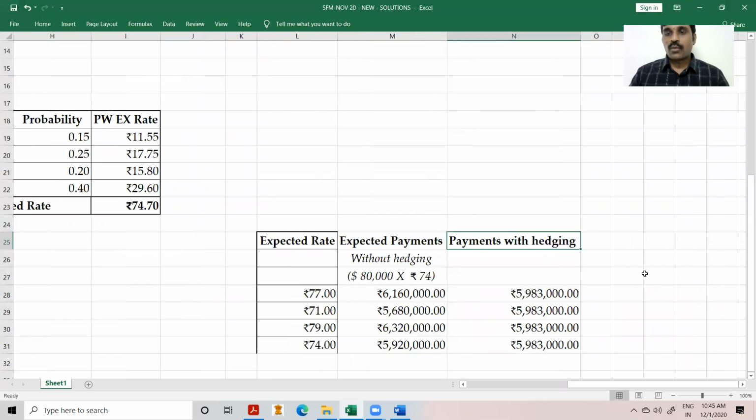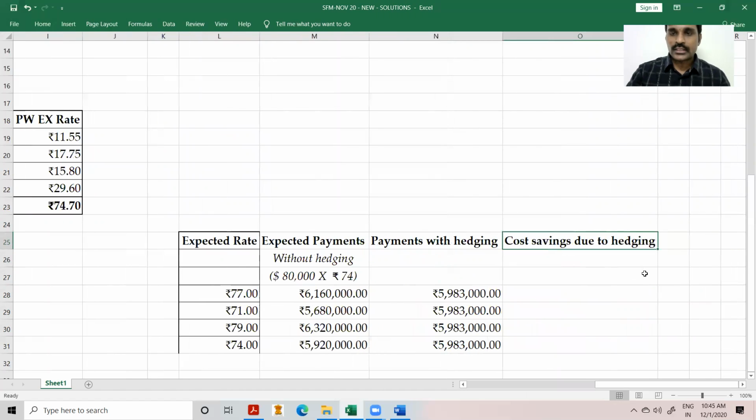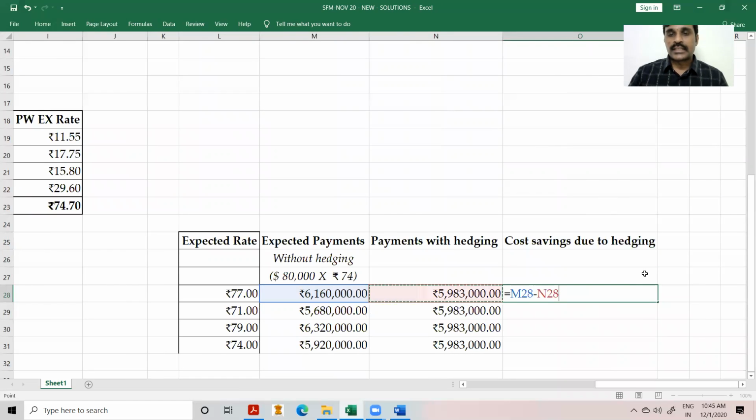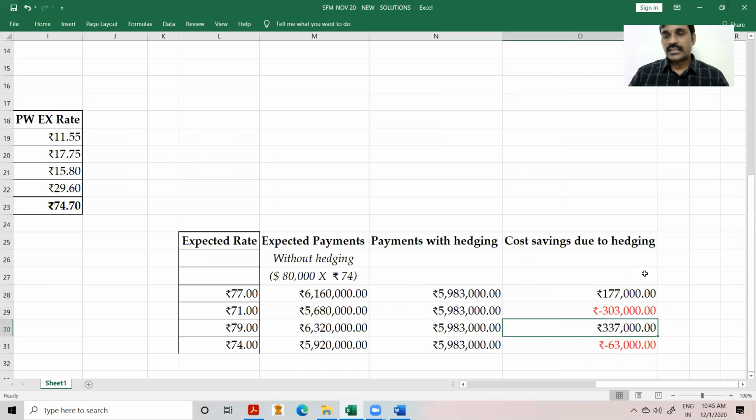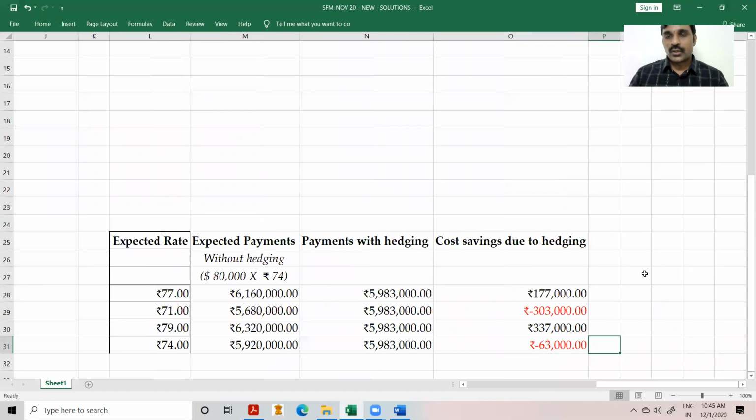Next, we have to think about savings: cost savings due to hedging. This is what you have to write. If you look at this point, this payment is more and this payment is less. Cost savings due to hedging is 1,77,000. If I write like this, this is what we'll get.